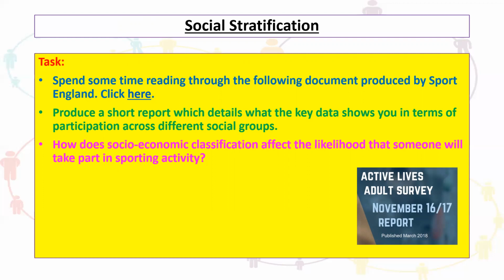It doesn't have to be perfect sentences, but useful information that I can read and go, oh yeah, I didn't know that, that's interesting. Or yeah, that's an interesting point you've made there. Try and draw that information out, look at the statistics and the data that it shows you, particularly about different social groups and the participation of those groups, and think about how socio-economic classification, essentially this stratification, affects the likelihood that you might take part in sport and activity or not.